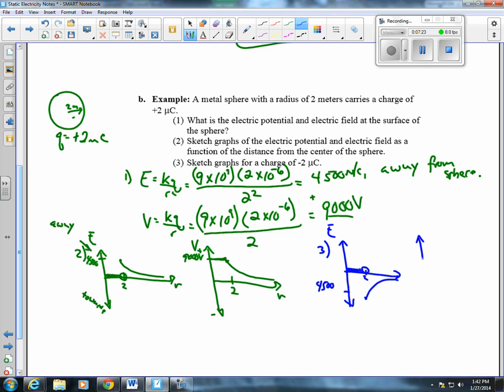And then for the voltage, I'll mark 2 meters again. Again, all that's going to change is it's going to end up being negative, because if I have a negative charge, it's going to give me a negative voltage, so we'll have negative 9,000. And I know that point. Now it's going to get closer and closer to 0 the farther away I get. And inside it's constant, so it's going to look like that.